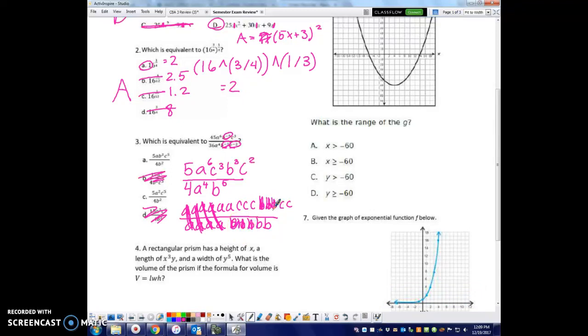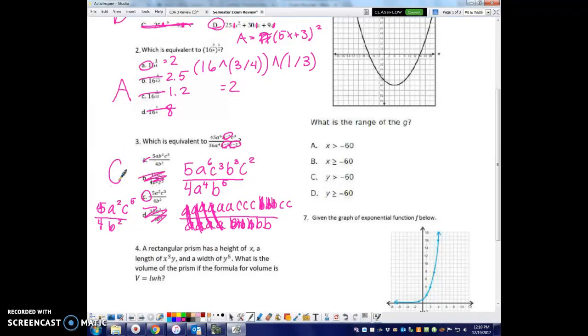Okay, so what are we left with? So we know it's 5 over 4. How many a's on top? 2. How many c's on top? 5. How many b's on bottom? 2. So which answer choice is that? C.